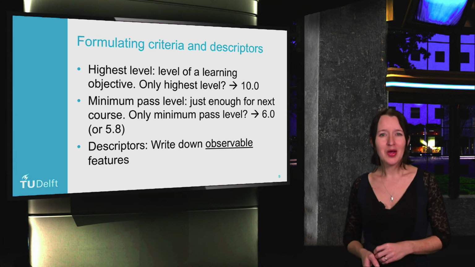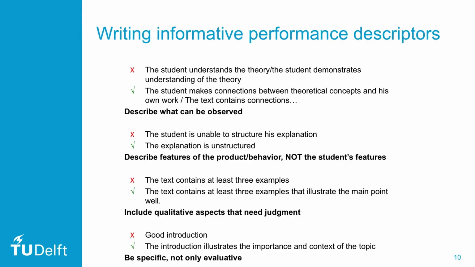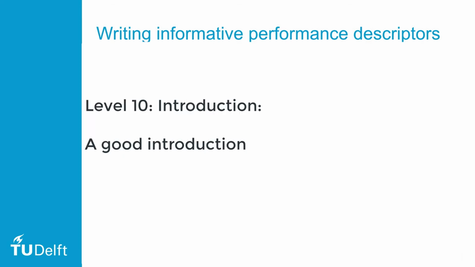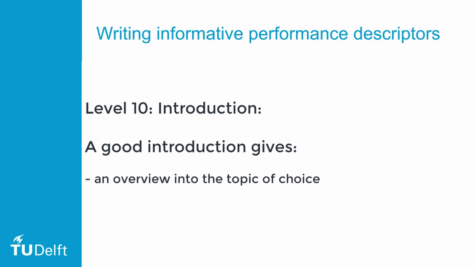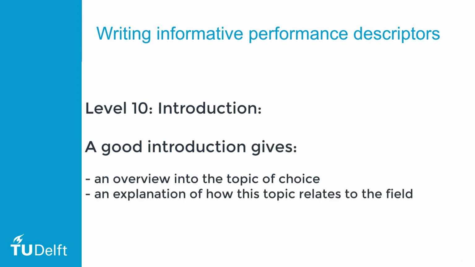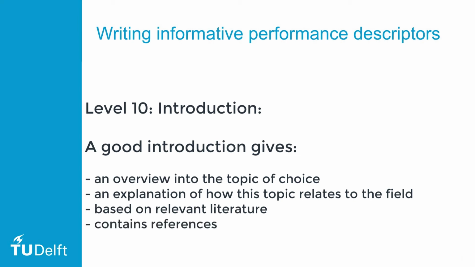But most importantly, formulate criteria that are clear and as concise as possible. Vague and subjective language defeats the purpose. So instead of saying a good introduction as a criteria, which doesn't really add anything, instead use: a good introduction gives an overview into the topic of the student's choice, an explanation of how this topic relates to the field. Introductions of the field and the topic should be based on relevant literature and contain references to that literature. This gives you 4 clear points to mark something on that expands beyond good.